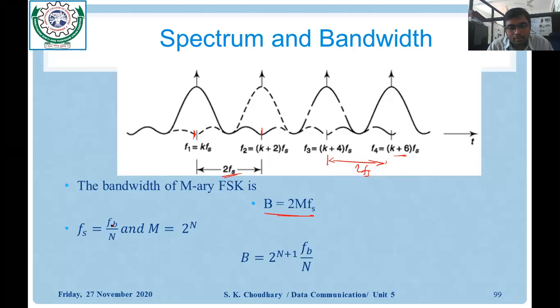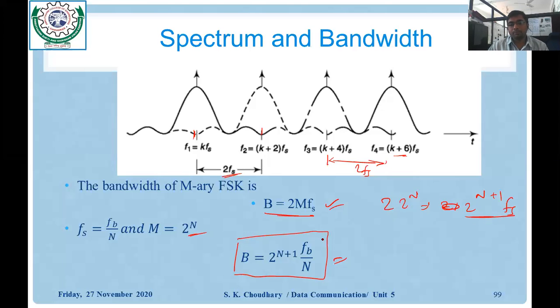So what is fs? It is FB upon N, and M is 2 raised to the power N. So finally you can define the formula of bandwidth for M-Array FSK as 2 raised to the power N plus 1 FB upon N. Actually both are the same, we have only converted M into N, nothing else. It is 2 into 2 raised to the power N, meaning 2 raised to the power N plus 1 fs, and fs is further written in terms of FB upon N. So this is the spectrum of the M-Array FSK and the bandwidth equation.